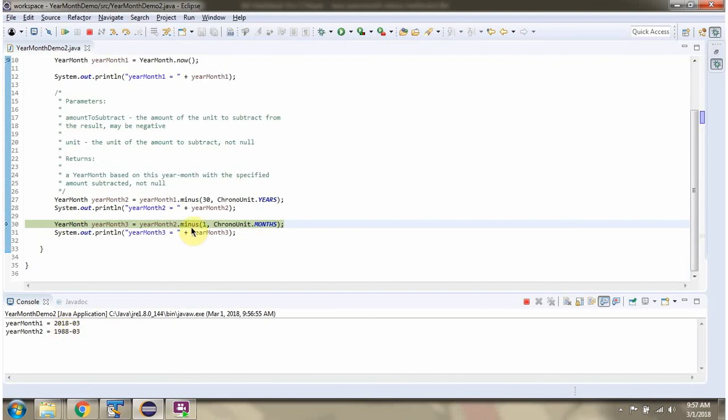Then I am calling the minus method and passing 1 and the temporal unit as months. So 1 month will be subtracted from the year and month.